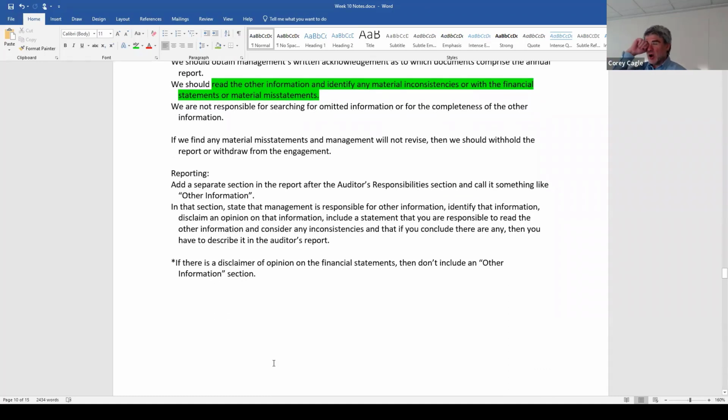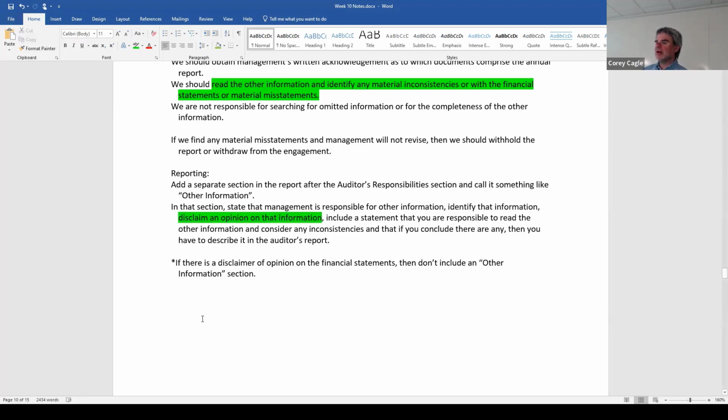But as far as our audit report goes, once we've done this work, we'll have a separate section in the report after the auditor's responsibilities. I call it something like other information. We'll make sure that we state that management is responsible for other information. We'll identify that information. We will disclaim an opinion on that information. That's probably the most important thing. We are not rendering an opinion on any of this.